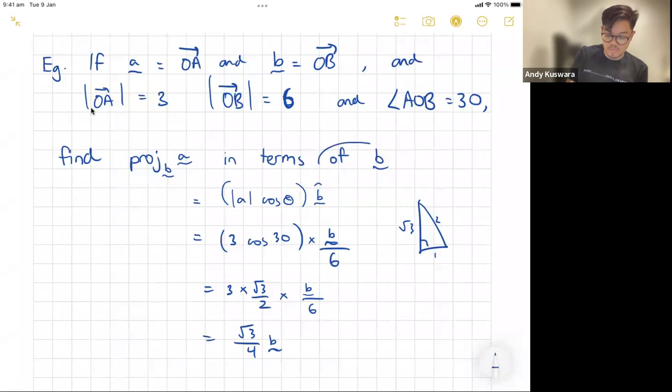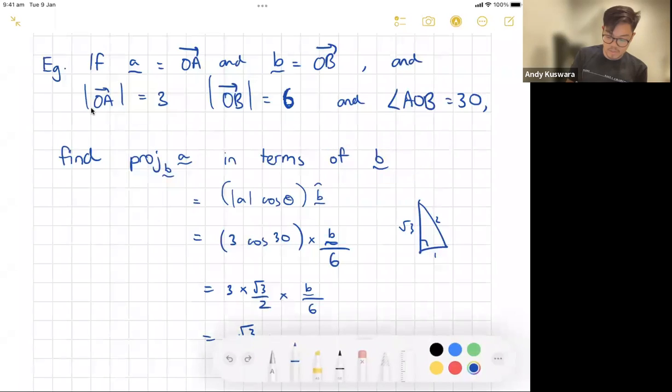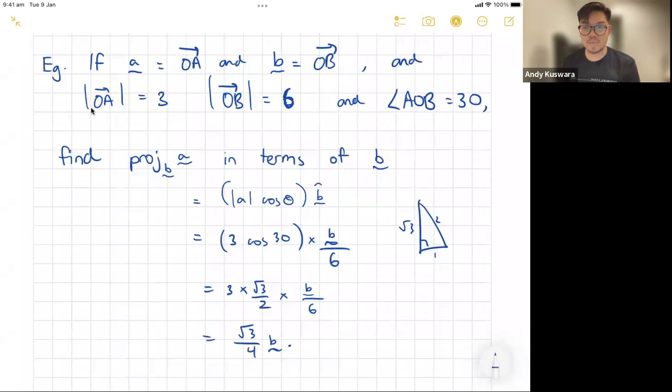And I've got it in terms of B, which is what I've got here. We don't know what B is, so I'm just going to leave it in terms of B. Now, if I am correct, 1, 2, root 3, yep, should be, because we know the angle in between is 30 degrees. I think I've done that correctly. That should be my answer for the projection of A onto B, in terms of B.